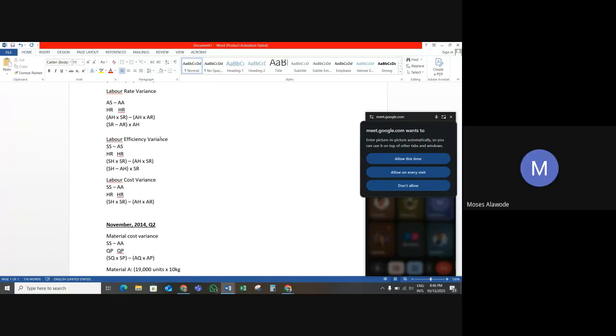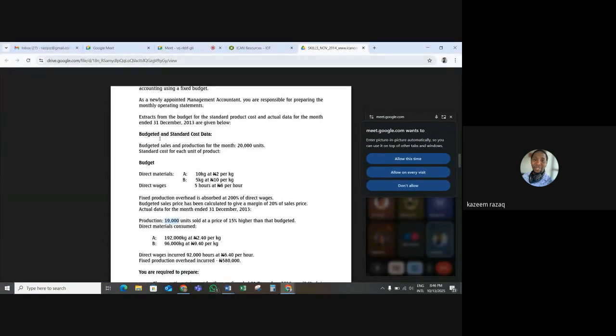So standard quantity, let me use this for it. Standard quantity multiplied by standard price is what? 2 naira for 1 kg. Am I right, guys? Yes, sir. 2 naira. Okay.